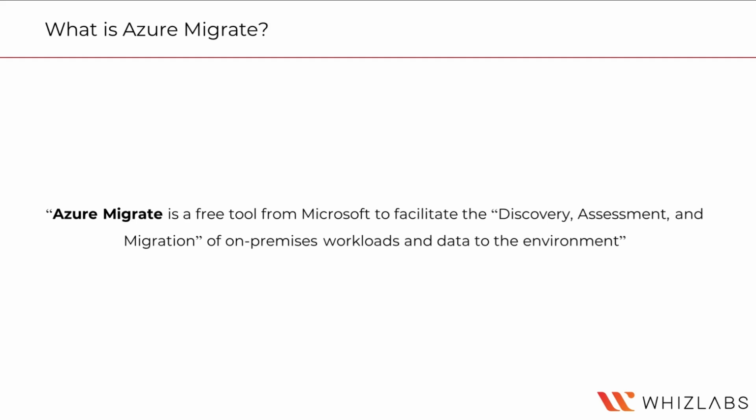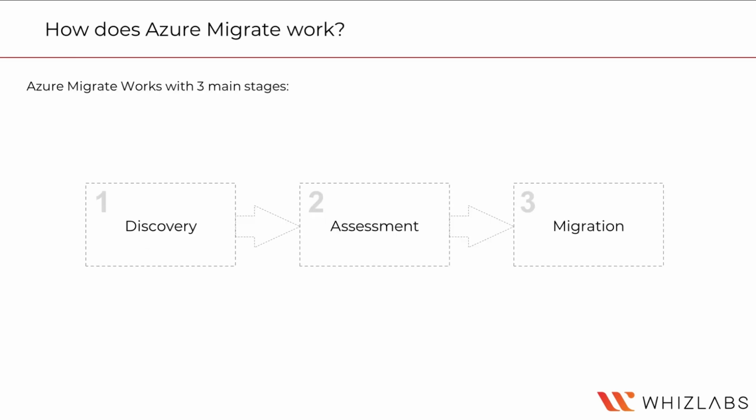Now, after getting to know what Azure Migrate is, let's get to know how Azure Migrate works. Microsoft Azure Migrate works in three main phases, which are discovery, assessment, and migration. The discovery phase takes place in the migration of servers and web apps, by discovering the existing servers before starting the assessment process, before starting the final process, which is the migration phase.